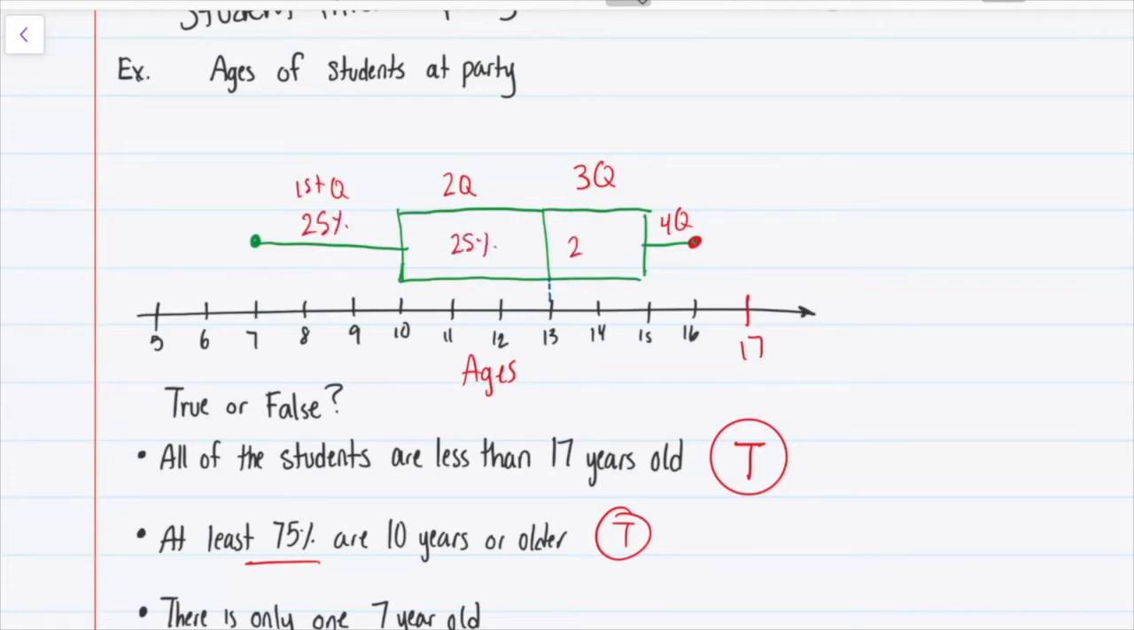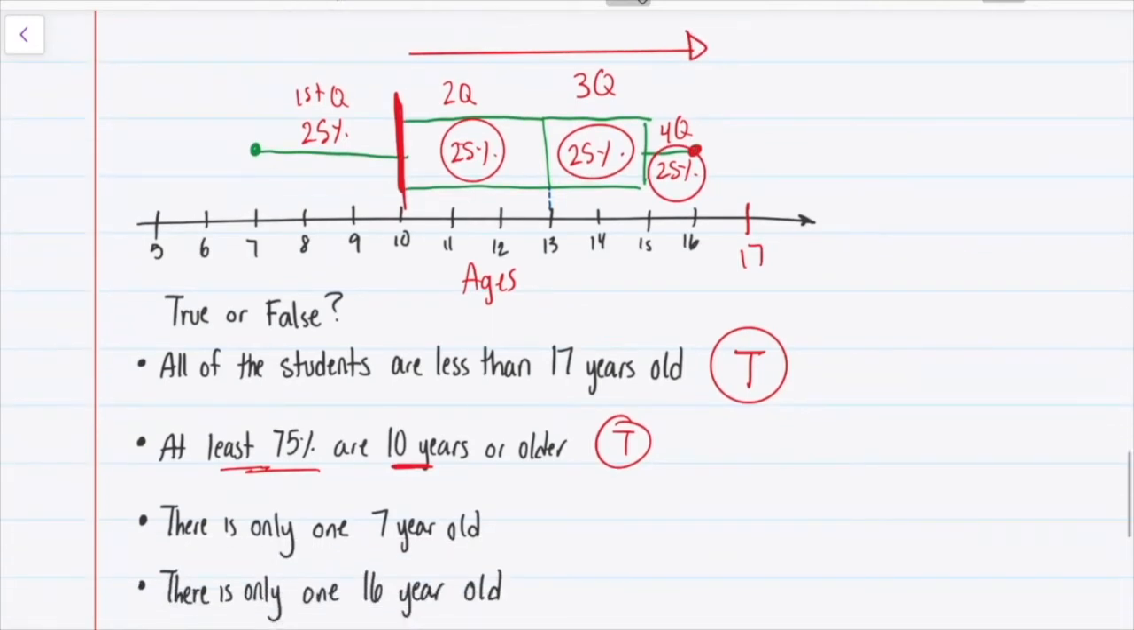25%, 25%, and 25%. So if they're saying at least 75% are 10 or older, where's 10? 10 is right here. 10 and older. Well, what's 25 plus 25 plus 25? That's 75%. So good job if you got it.